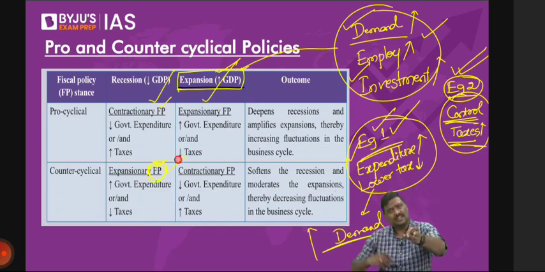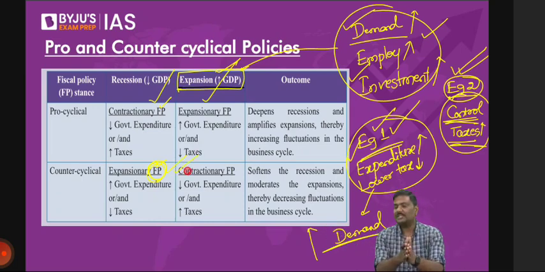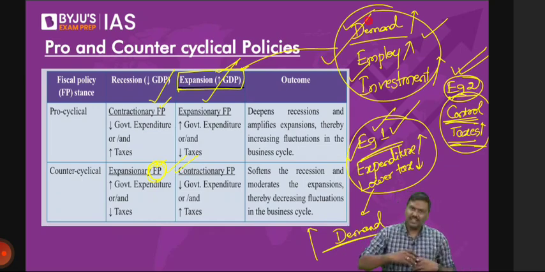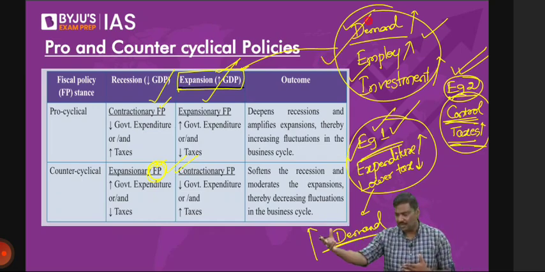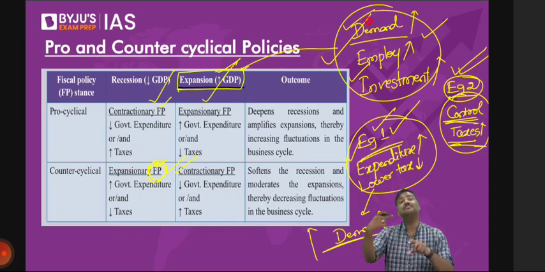And last point, contractionary means reduce. Simple. Contractionary means reduce. Expansionary means increase. So whenever there is expansion, whenever there's growth in the economy, government should not have expansionary policies. Government should have contractionary policies. Whenever there's a recession in the economy, government should have expansionary policies. That is counter-cyclical. Done. That's it for the day.